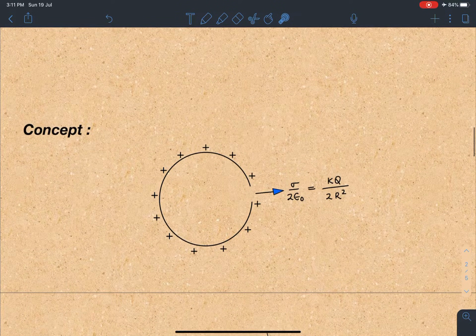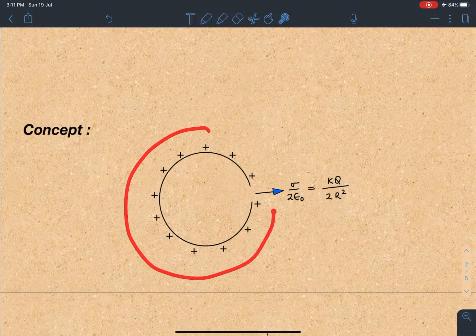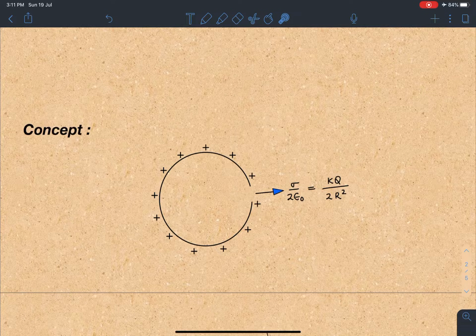In order to solve this problem, we need to know the result of this part, where a uniform conducting shell is given, and if we make a small opening, then the field just outside at this point and just inside at this point becomes sigma by 2 epsilon naught, or I can write it as kq by 2 r square. When it is closed, the field just outside is sigma by epsilon naught, and inside it is 0. So you must remember these results, and I think it's a very elementary result. Most of the people will remember it.